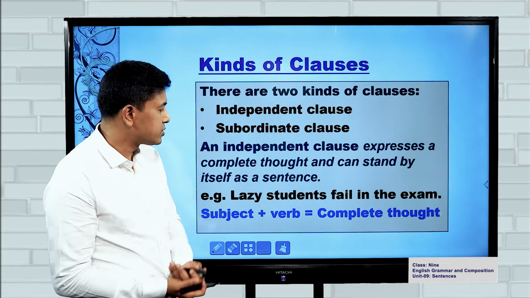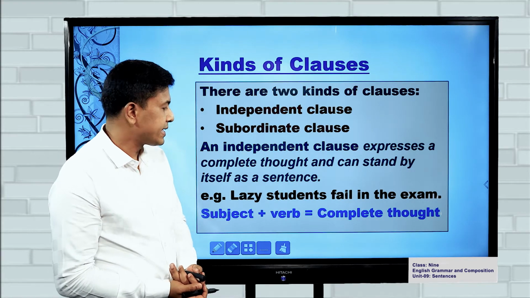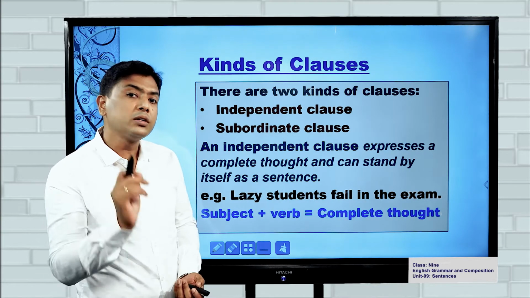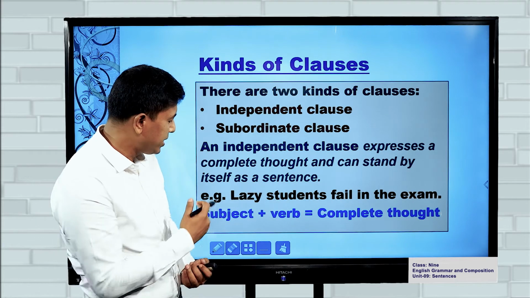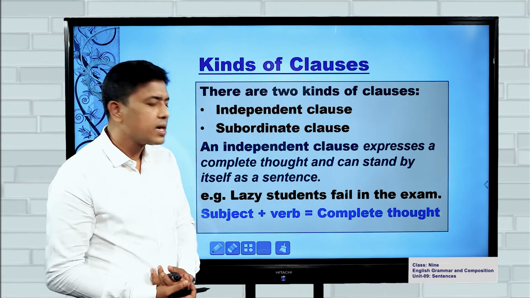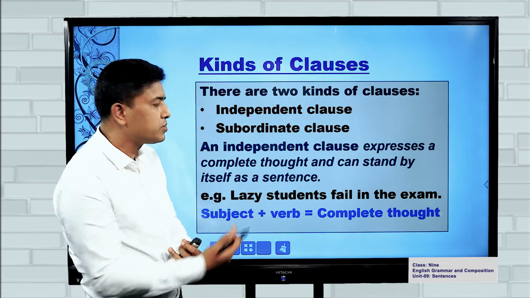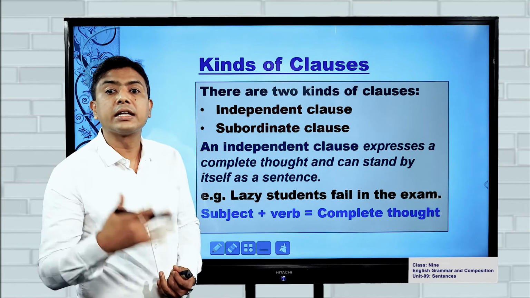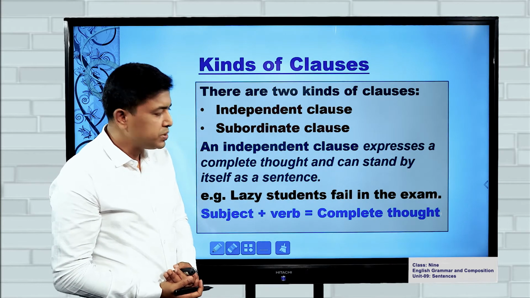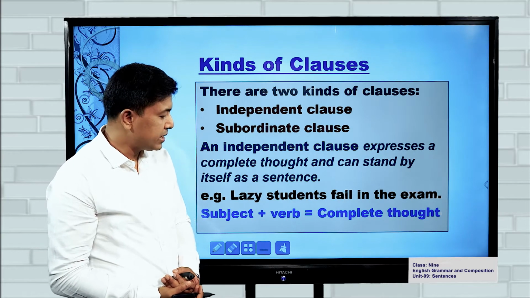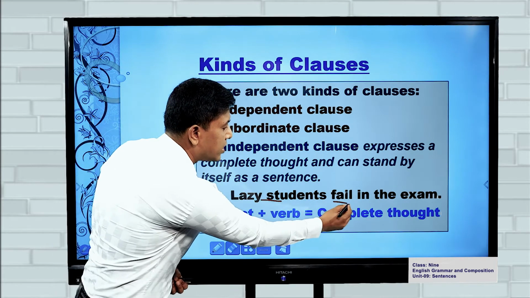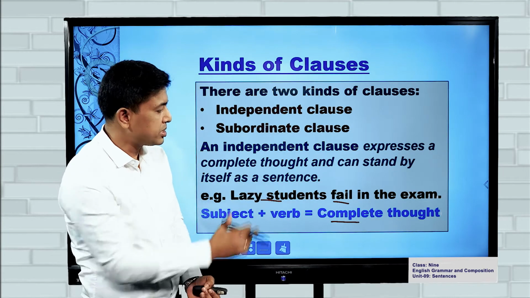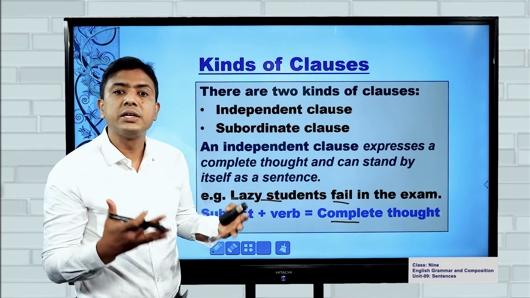An independent clause expresses a complete thought and can stand by itself as a sentence. We have seen that a sentence may have one clause or even more clauses. If you look at this example, lazy students fail in the exam. It is absolutely an independent clause because it doesn't depend on any other clauses. For example, lazy students fail in the exam. If you look at this example, subject plus verb giving a complete thought, because this particular clause is giving us a complete idea.